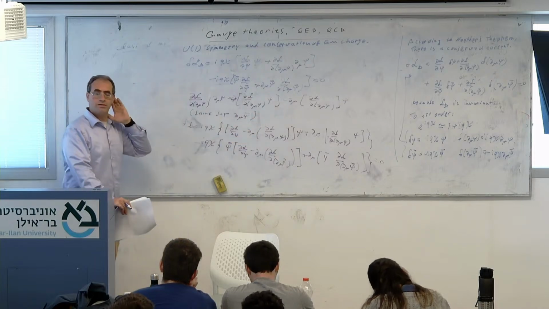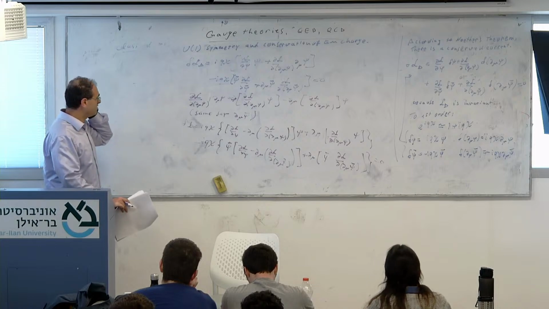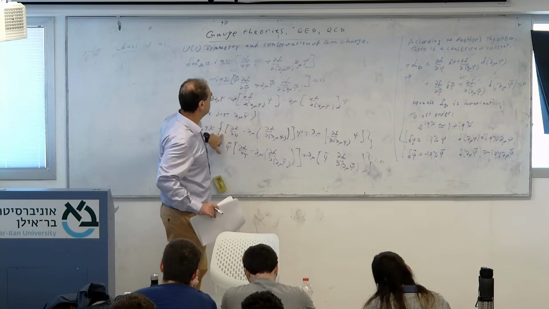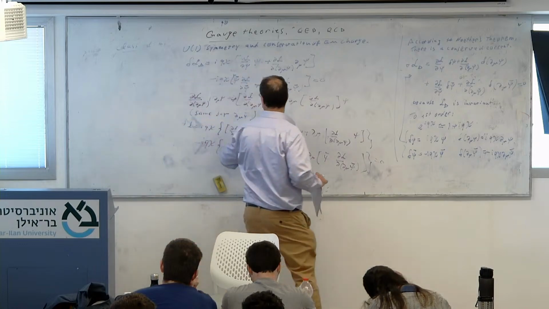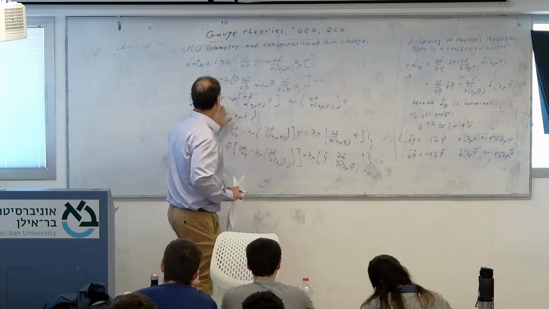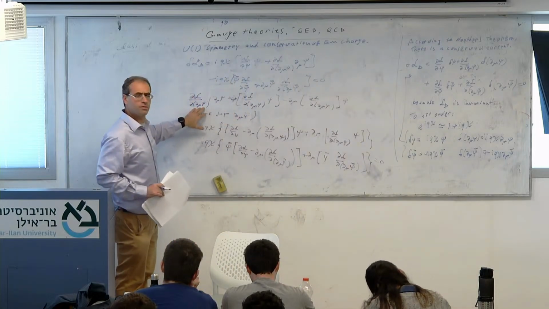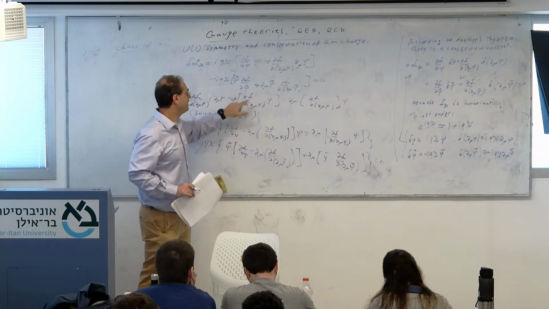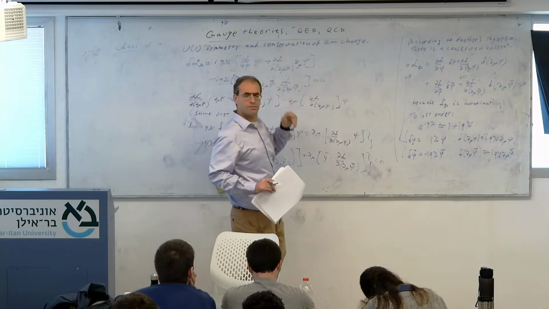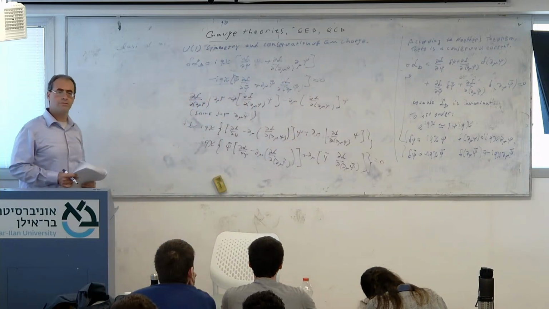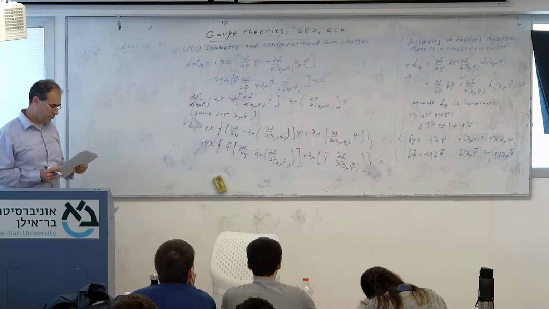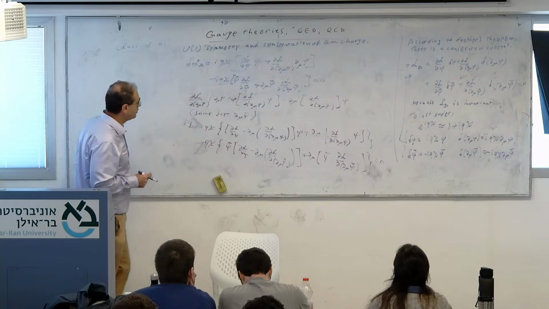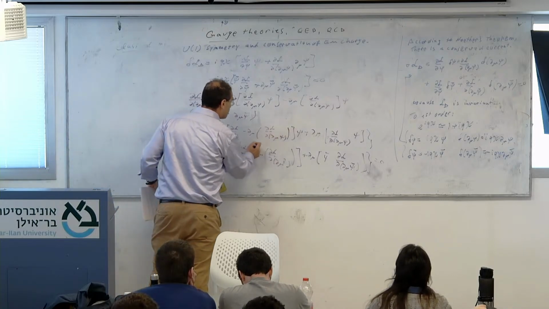Yes? Where does the first purple line come from? This one? I just expanded the derivative. That's all. (a b) prime is a prime b plus a b prime. That's all. Now, these two cancel by the Euler-Lagrange equation.